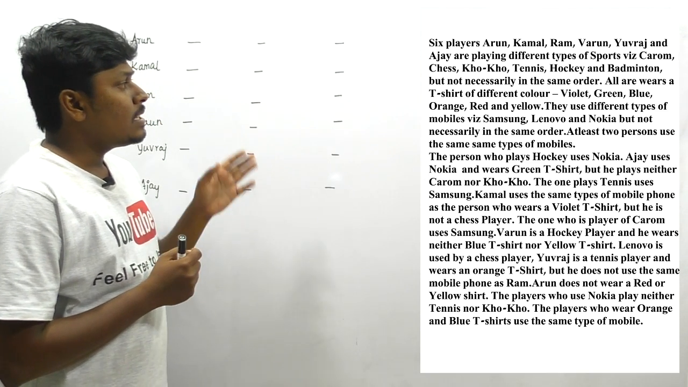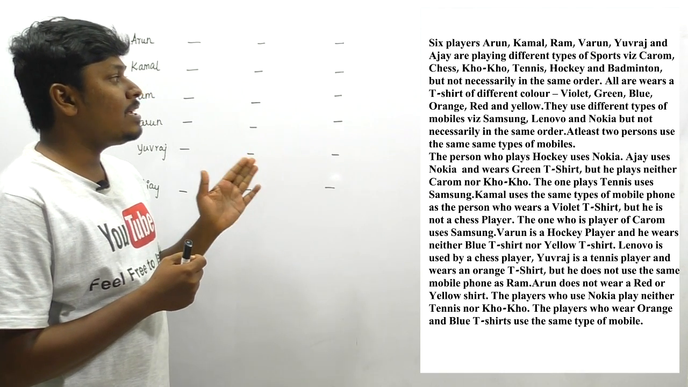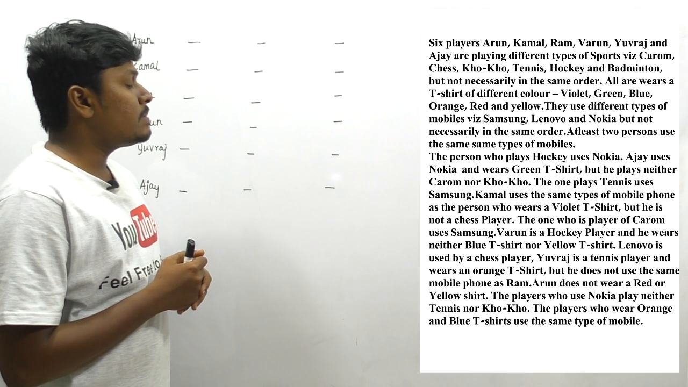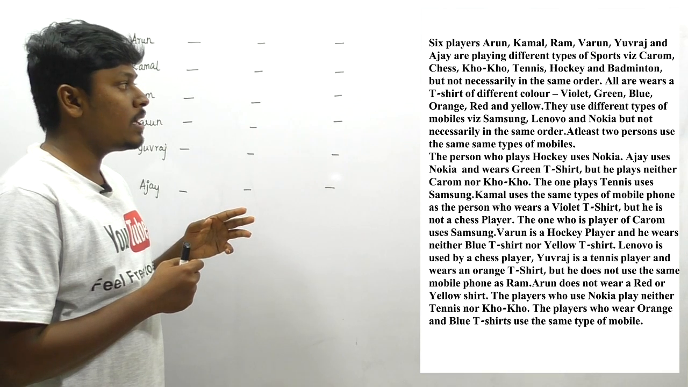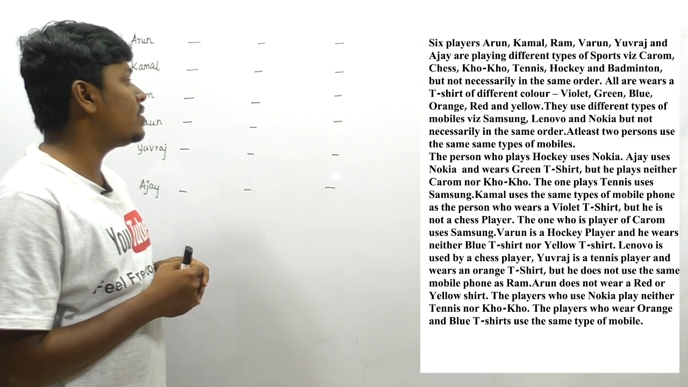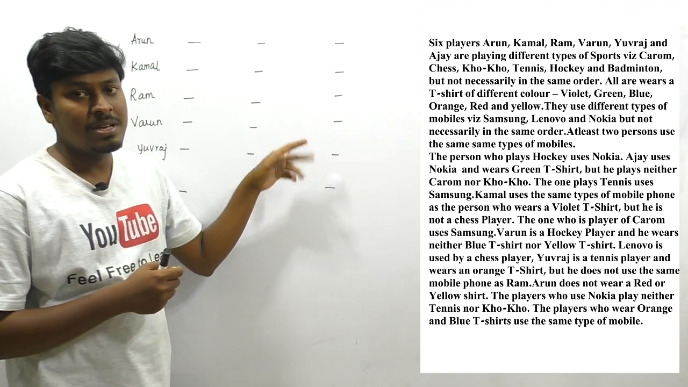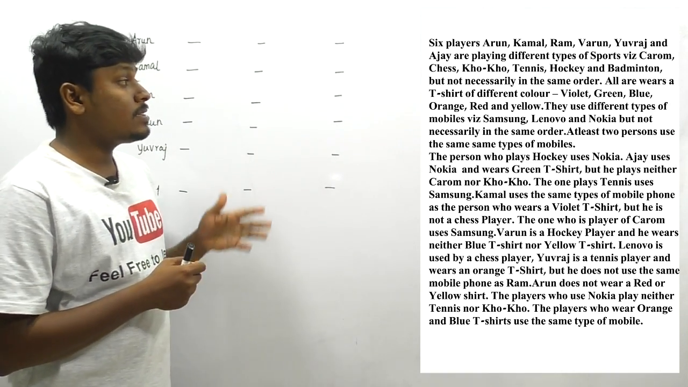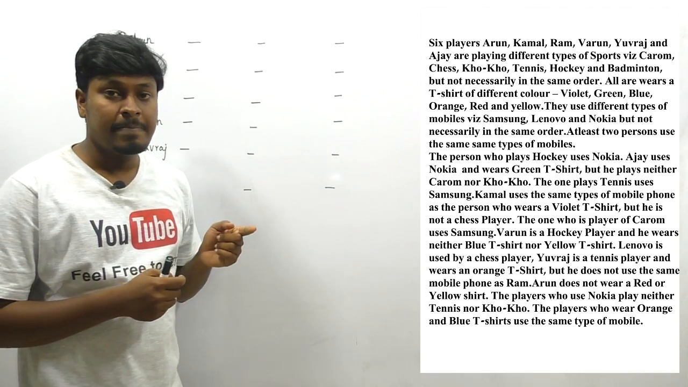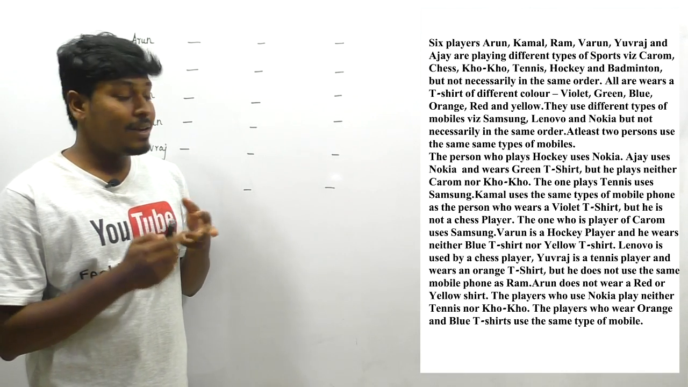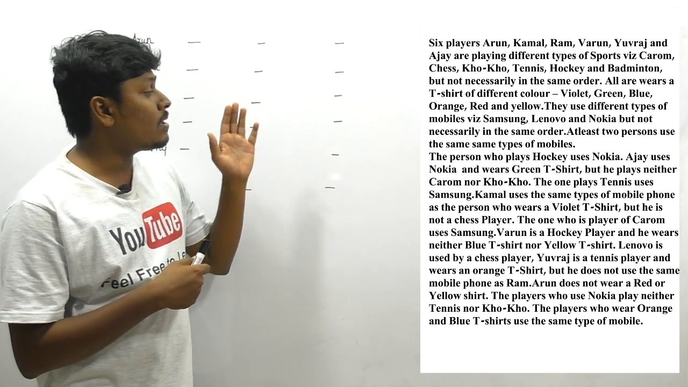They have said that all 6 players wear different color t-shirts: violet, green, blue, orange, yellow, and red. Similarly, they use different kinds of mobiles: Samsung, Lenovo and Nokia, and at least 2 persons should use the same mobile. So friends, there are many parameters, and our target is to find which player plays which game, what color t-shirt he is wearing, and what mobile he is using.